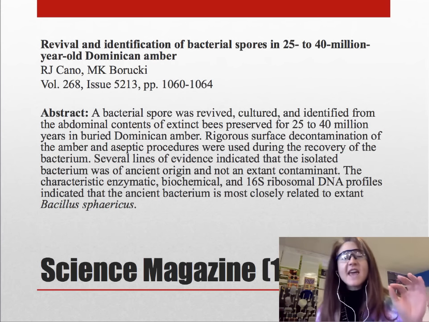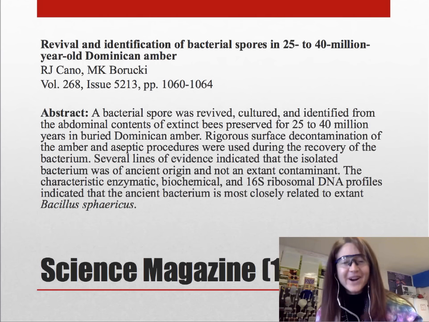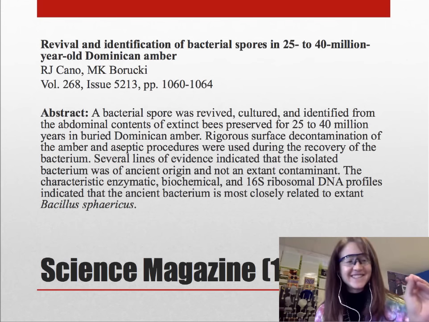But guess what? In this article, they report on the extraction of an endospore from, you guessed it, 25 to 40 million year old Dominican amber, just like Jurassic Park. And they successfully activated, germinated, and saw outgrowth of this endospore. So perhaps endospores can stay tough for 25 to 40 million years.